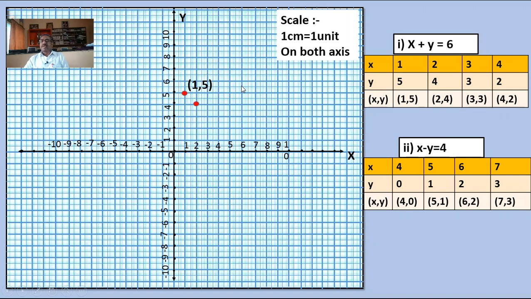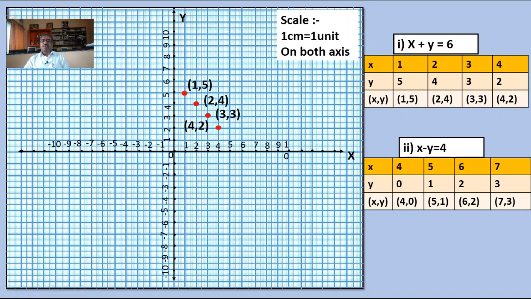Second coordinate point is 2, 4. X coordinate is 2, y coordinate is 4. Then we get 2, 4. And third coordinate is 3, 3. X coordinate is 3, y coordinate is 3. Therefore, we get 3, 3. And 4, 2: x coordinate is 4, y coordinate is 2. Then we get coordinate 4, 2.